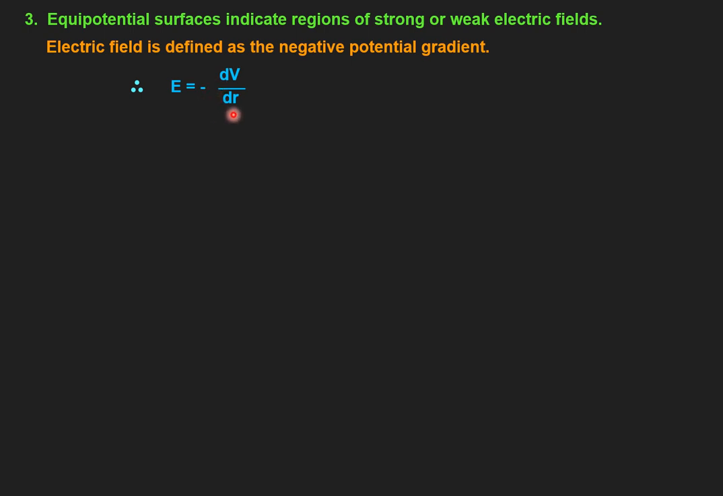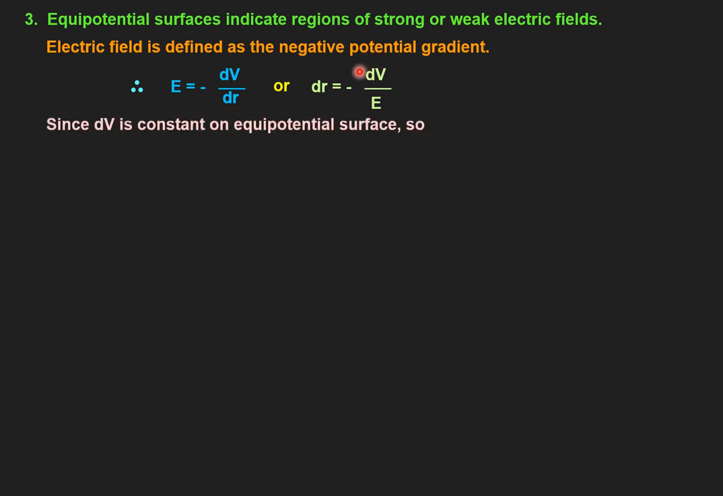When we do the cross multiplication, dr will be equal to minus dV divided by E. Here dV is the potential difference. Let us say that when I am drawing various equipotential surfaces due to any charge configuration, dV is constant, say 1 volt. After each 1 volt gap, I want to draw an equipotential surface. Since dV is constant, dr is simply the separation between the equipotential surfaces.